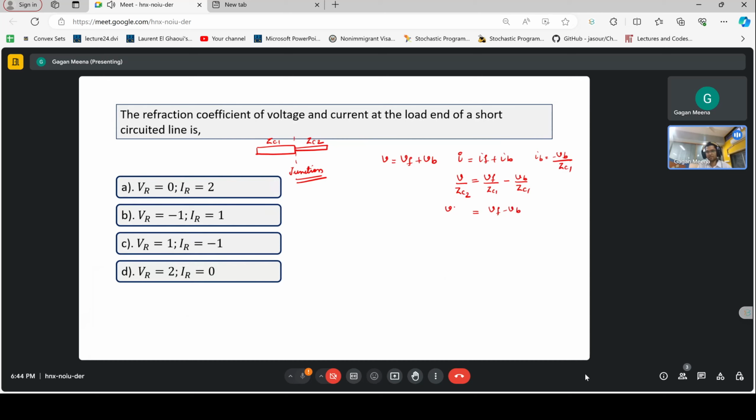Similarly, if we do 1 minus 2, we can find out the reflection coefficient also. So it will be 1 minus ZC1 divided by ZC2 is equal to 2 V backward, and so rho V is equal to V backward divided by V forward.